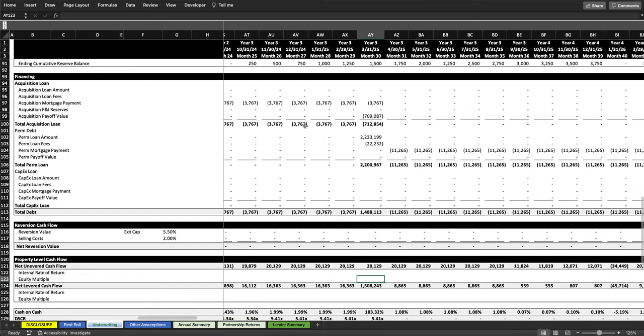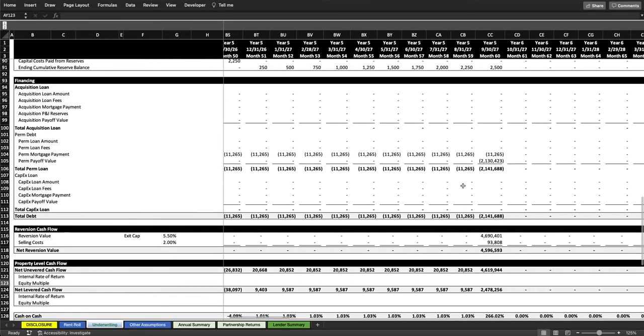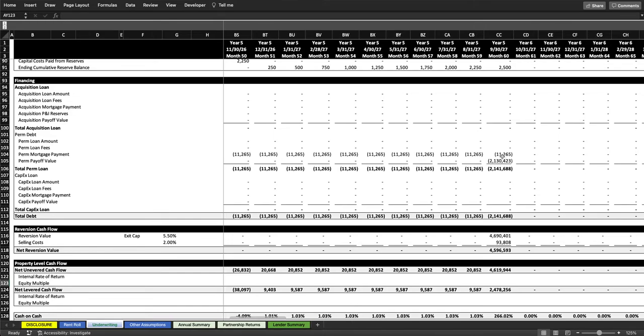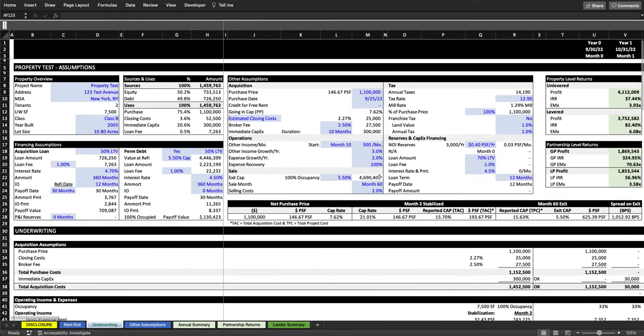You could fiddle with these numbers and see how that changes. So now you'll see this total acquisition loan is in place until month 60. And then in month 60, you're selling the asset. And again, you're selling it for the way that we're valuing the asset upon sale.